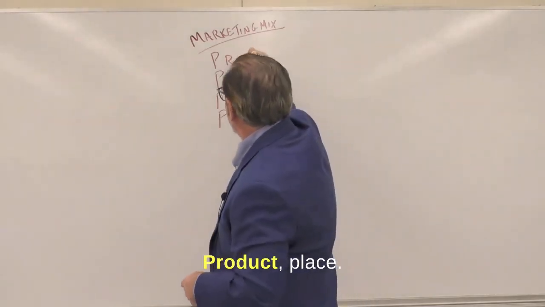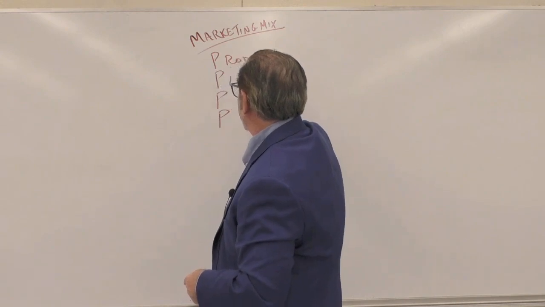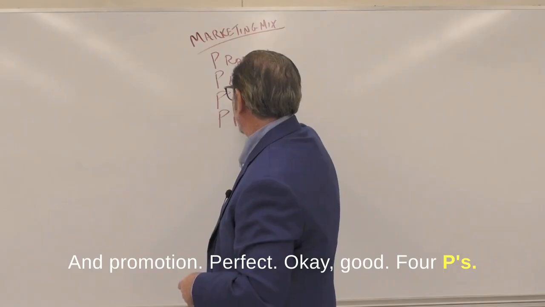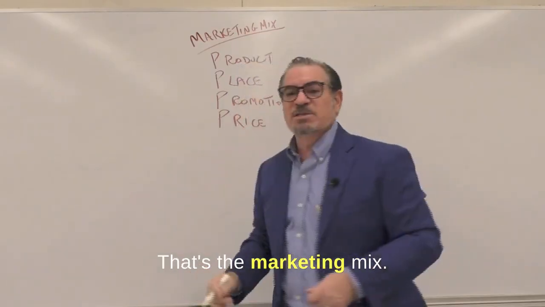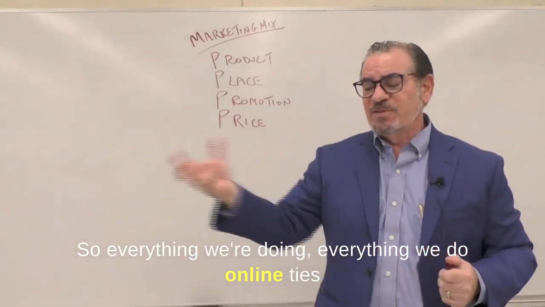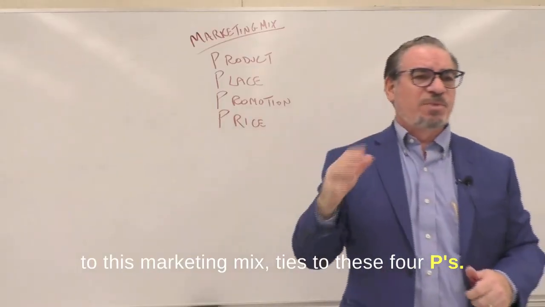Product. Place. Price. I'm gonna put price down here. What else? Promotion. Perfect. Okay, good. 4 P's. That's the marketing mix. So everything we do online ties to this marketing mix, ties to these 4 P's.